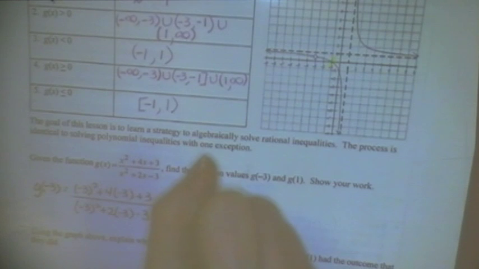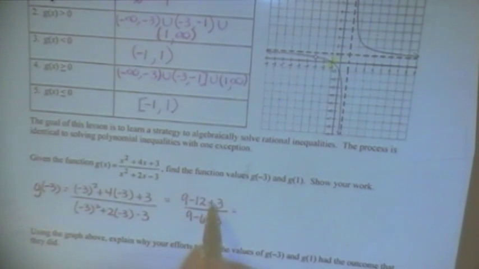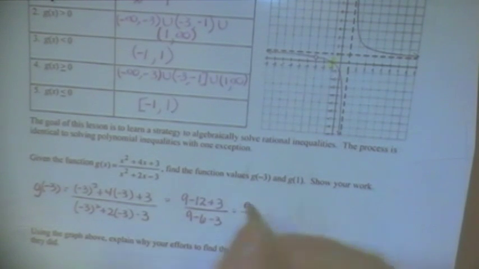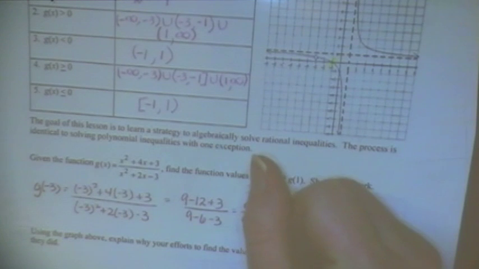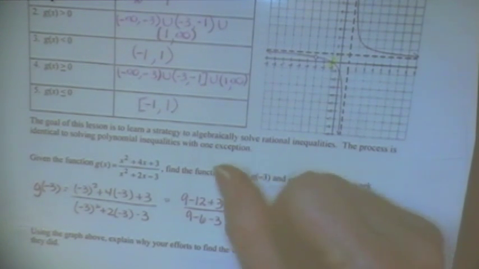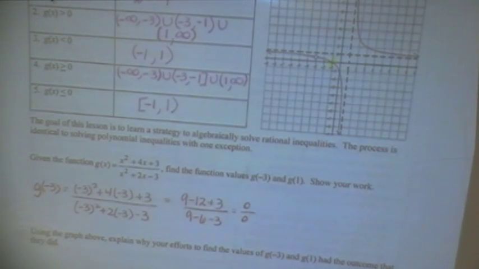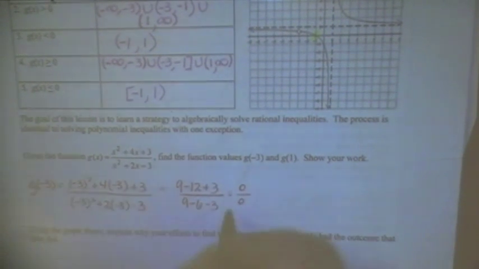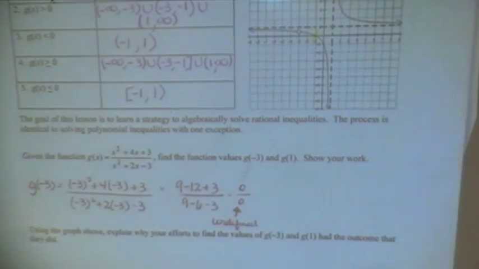Simplify. 9 minus 12 is negative 3, plus 3, that's 0 on top. 9 minus 6 is 3, minus 3, that's 0 on bottom. It doesn't matter that 0 is divided by 0. That does not give you 1 because you can't ever divide by 0. So this is undefined, because we're trying to divide by 0 right there. You can't do that.